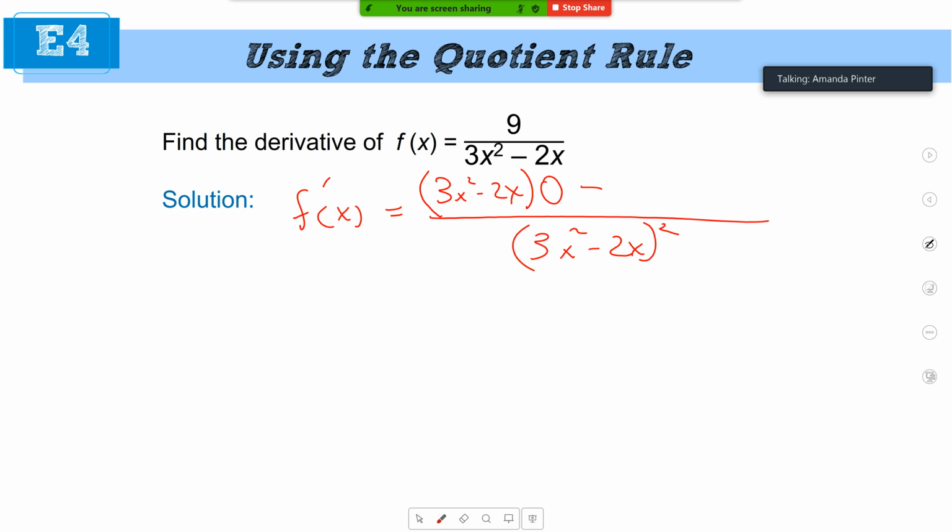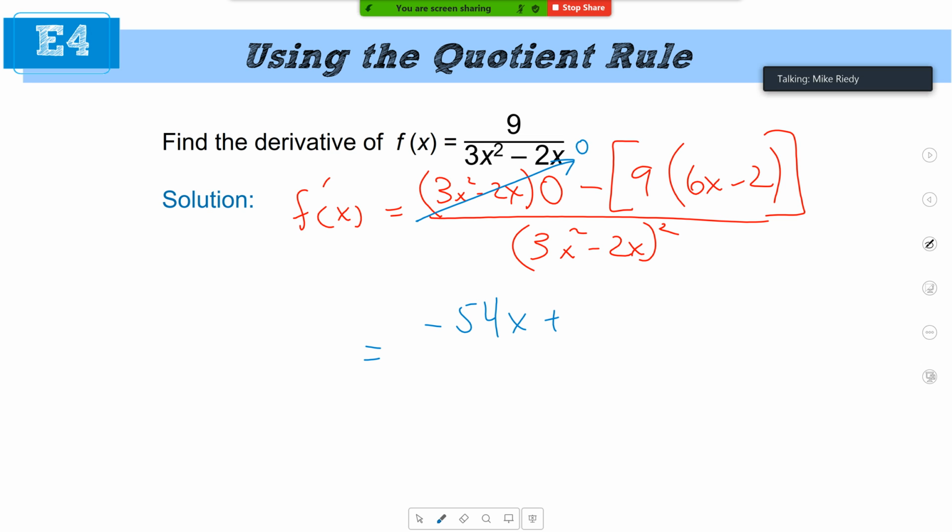Subtract 9 times 6x minus 2. Do you agree? The rest of you? Yes. Yay. That's what I'm most concerned about. Let's take it a little bit further and simplify that bad boy. Oh, well, look, this disappears because that's multiplied by 0. So I get negative 54x plus 18 over 3x squared minus 2x quantity squared.